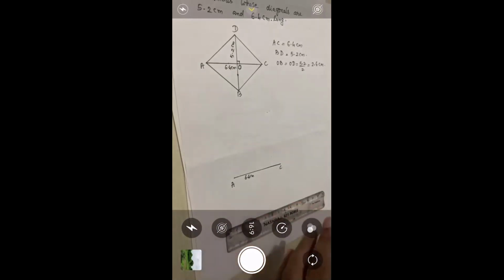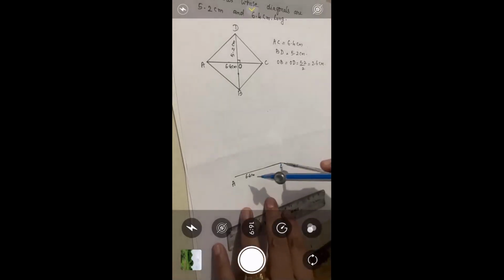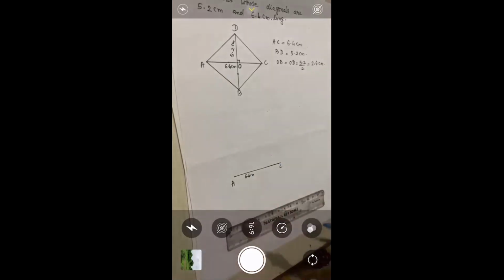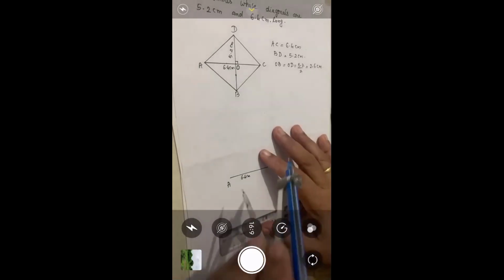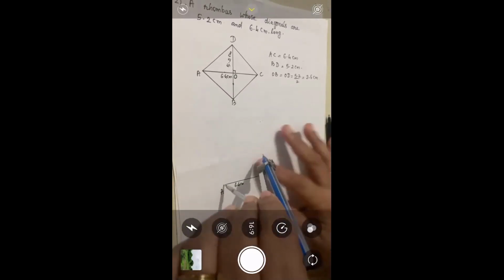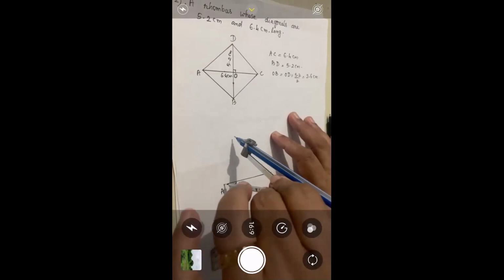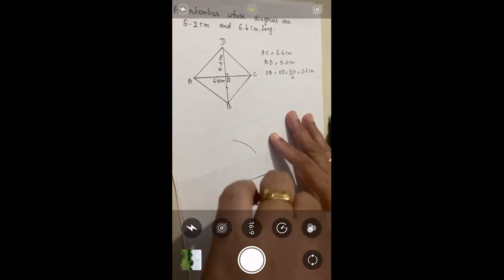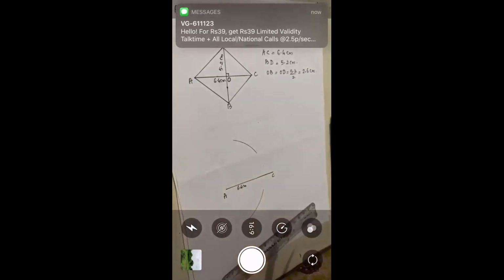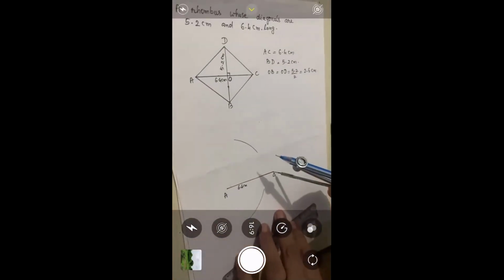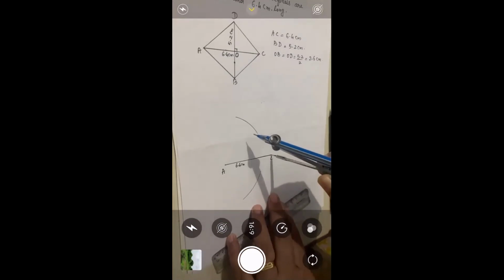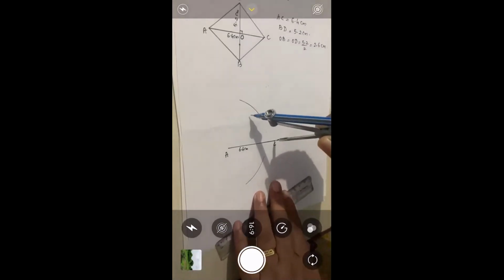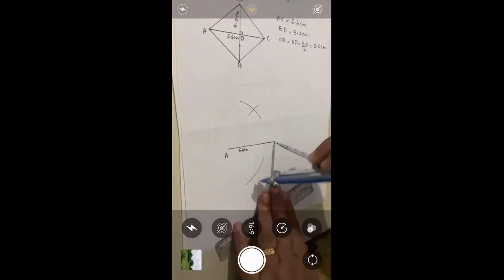You are learning in smaller classes how to draw the perpendicular bisector. That is, take the radius more than half of AC. I have taken the radius more than half of AC with A as center. Draw an arc on the upper side and one arc at the lower side. Similarly, keeping the same radius with C as center, draw an arc in the upper region and the lower region, that is on both the sides.